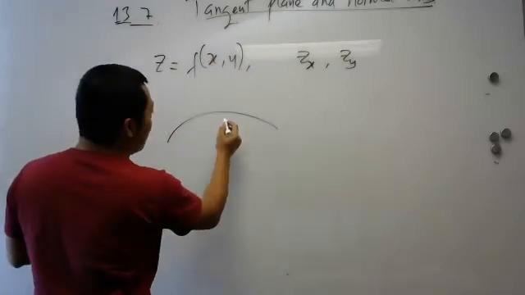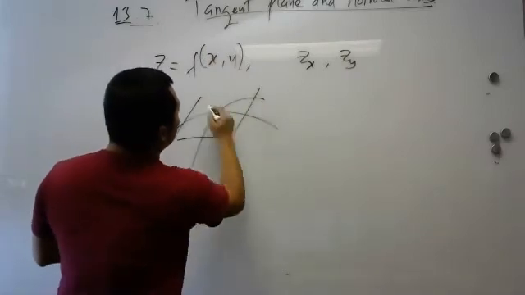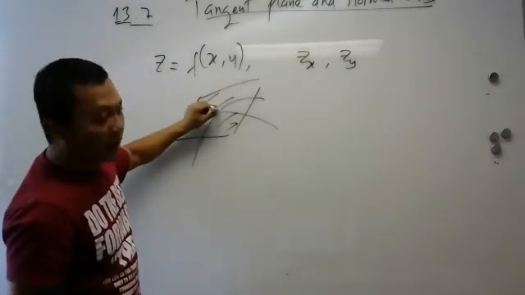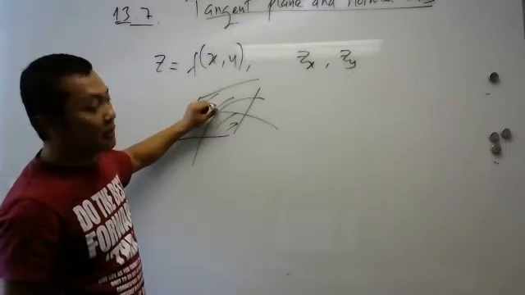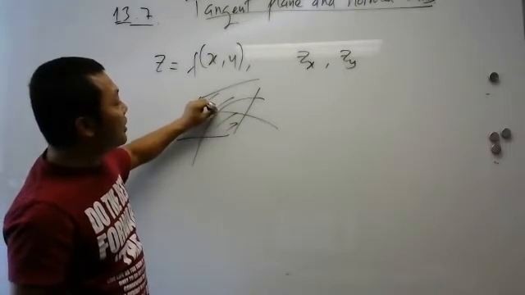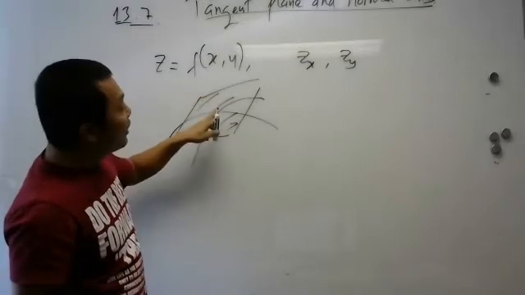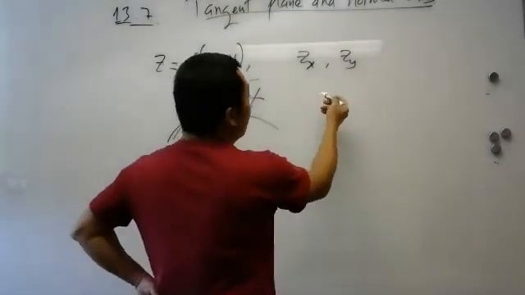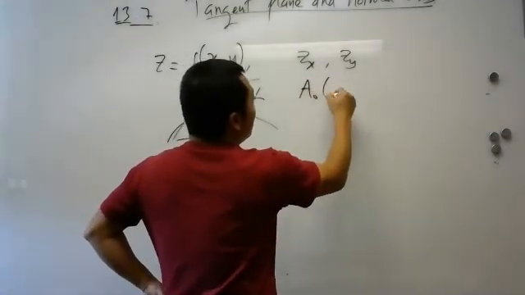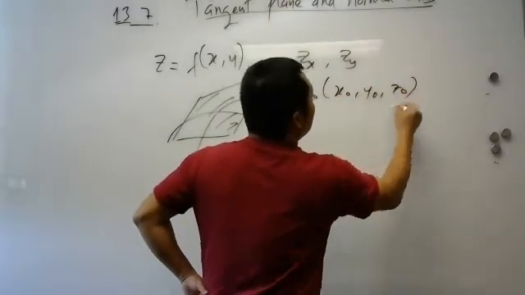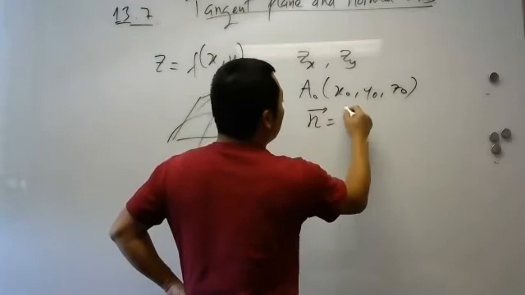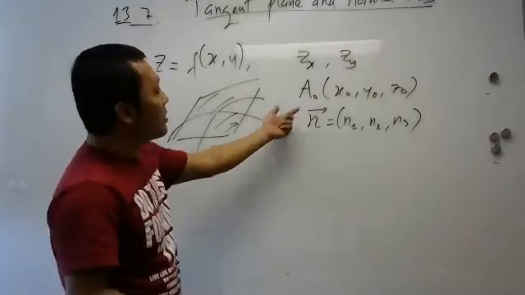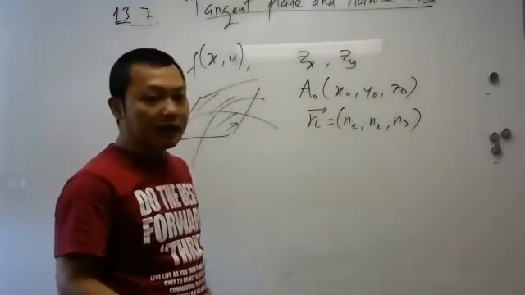Then you have some surface like this, and you want to find the tangent plane. Of course, you need the normal line to that plane, because we know from the very first chapter that in order to determine a plane, we need one point and the normal vector. You remember that? So if you have point A0, which is x0, y0, and z0, and you have some normal vector n, which is n1, n2, and n3, you may define the plane passing through A0 and having n as a normal vector.